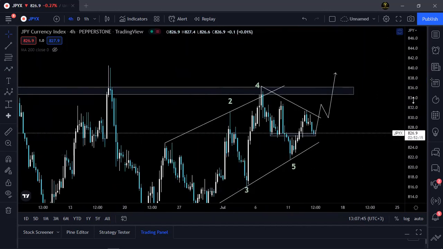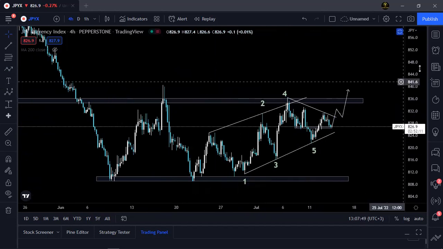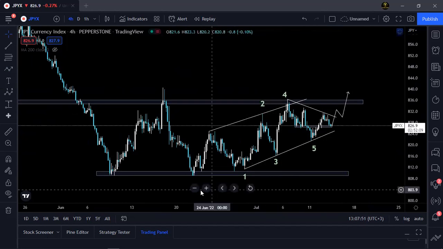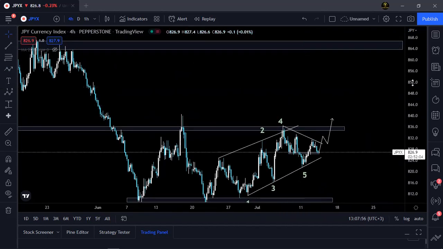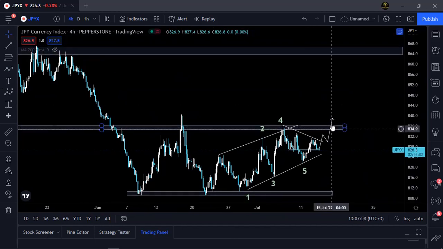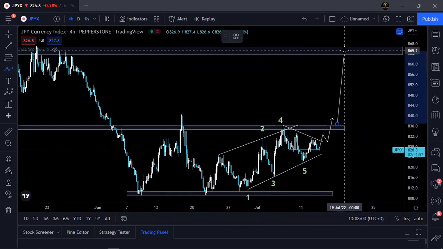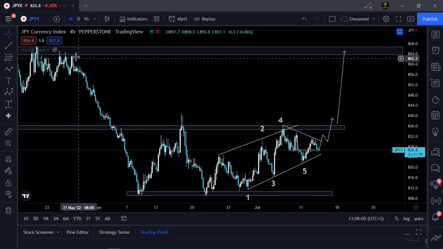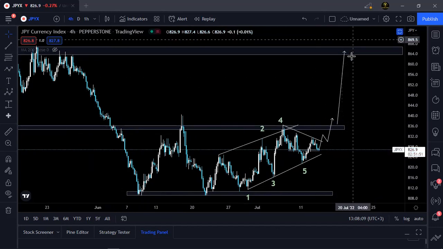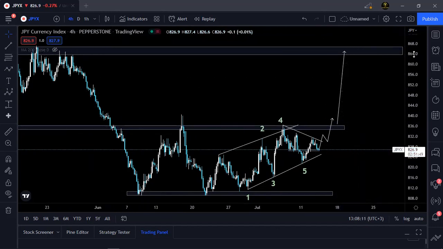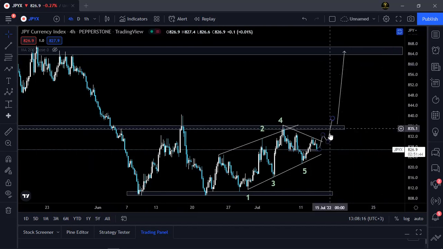Let me zoom out so that we can get a bigger picture. This is the Japanese yen broad view. If prices break above here, my anticipation is that prices will keep on pushing higher until they reach here, because if you look at the left-hand side, there are very few resistances. So prices will have clear traffic all the way until about 684. That's for the Japanese yen.